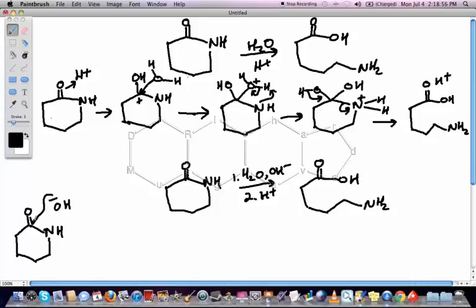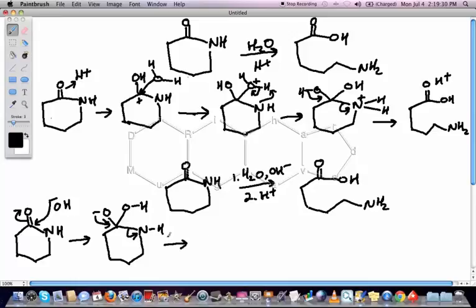The OH negative will come in, attack the C double bond O, or attack the C from the C double bond O. Let's make that a little bit clearer. Negative charge moves up on the oxygen. Now the negative charge comes down, and then we get the negative charge on the N.